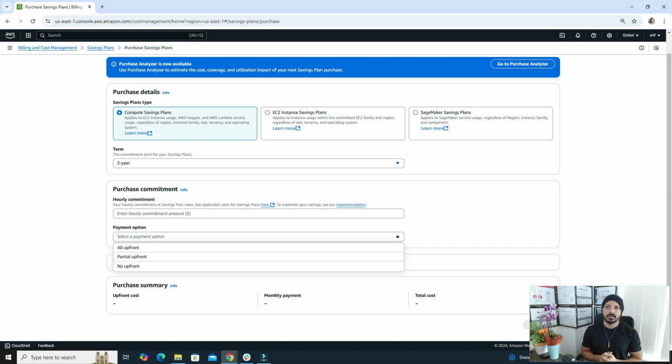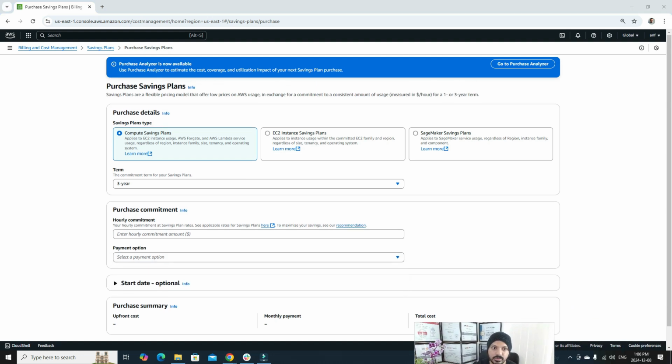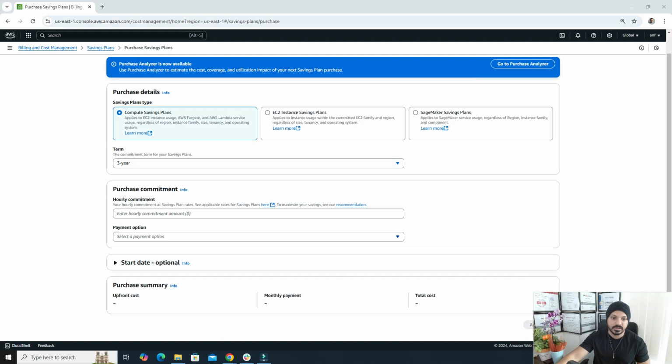If you ask me which one is better, well, if you're just starting with a new product, a new application, and you're not quite sure how long it's going to run and the future of it, then you can always go for no upfront. Basically, every month you will be paying the money, but at a discounted rate, which is great. So that's how we should finalize it. Once we are sure of all these settings, we can simply purchase our savings plan in here. So that's the savings plan for you guys.